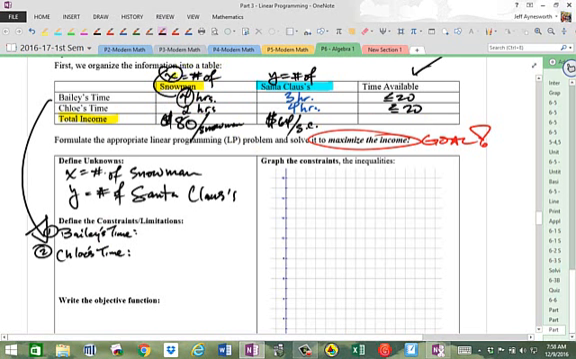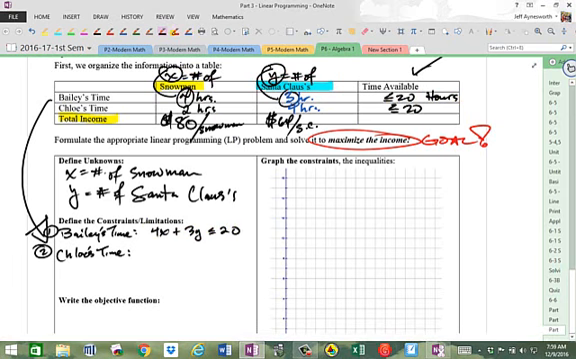But for Bailey, it's 4x hours for the snowman, and then 3y hours for the Santa Claus, and that's got to be less than or equal to 20 total hours. So we need to make a time constraint. 4 hours times the number of snowmen plus 3 hours times the number of Santa Clauses has got to be less than or equal to 20 total hours for Bailey. So 4x plus 3y is less than or equal to 20 for Bailey.